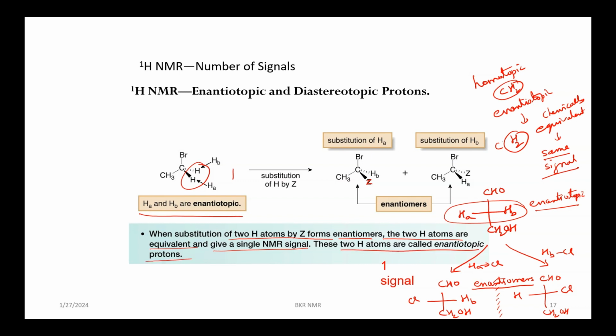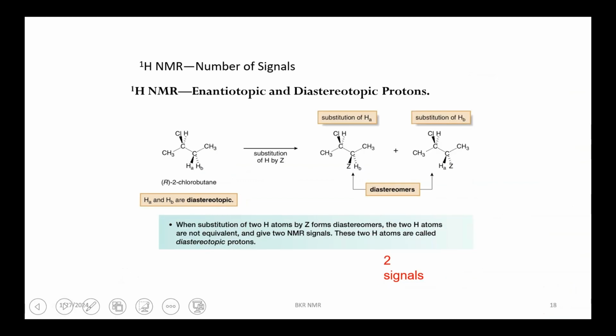They are enantiotopic protons. Now coming to the next one, diastereotopic. So if I replace the ligands HA and HB, so this CH2, they are topicity of ligands, I'm going to see. When I replace them, if I get diastereomers on the substitution of ligands, then they are known as diastereotopic hydrogens. And these diastereotopic hydrogens are not equivalent. They'll give you two NMR signals.